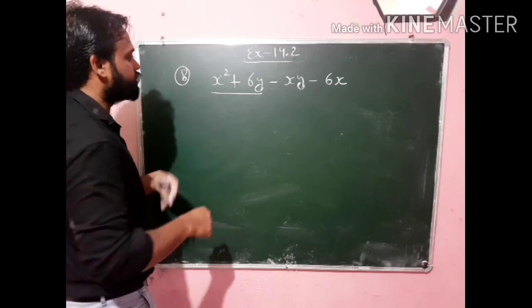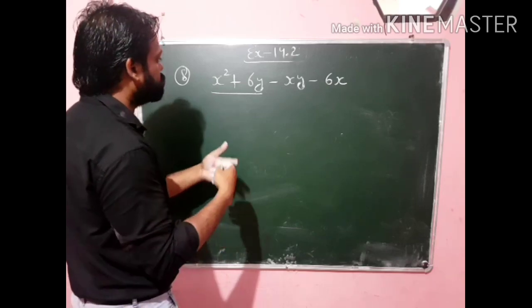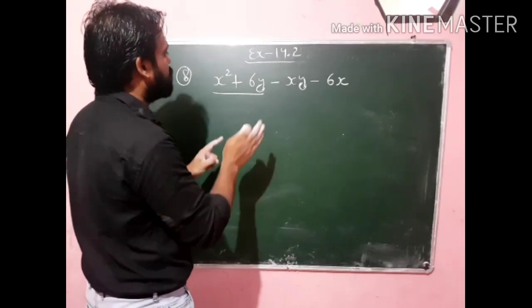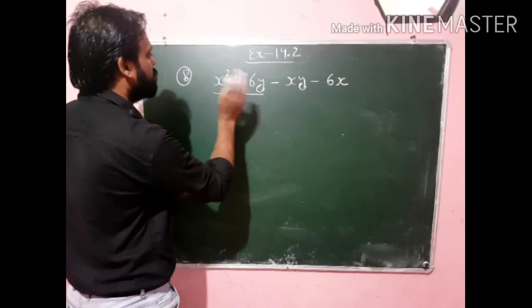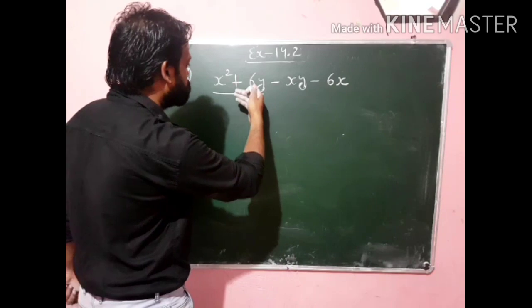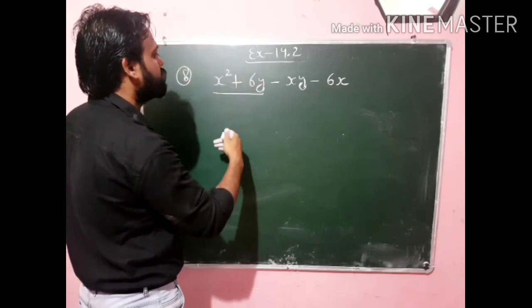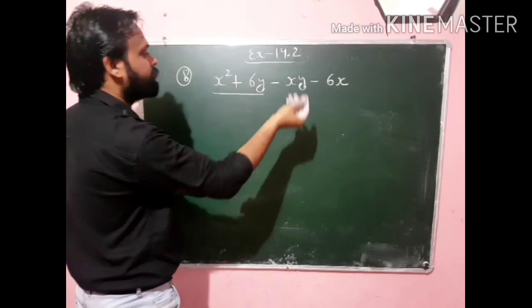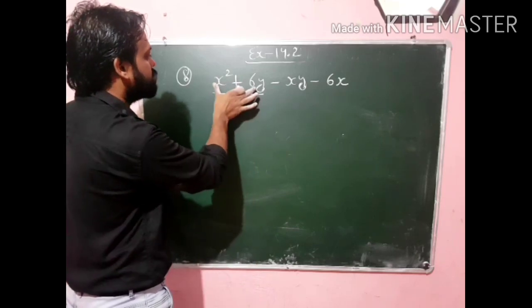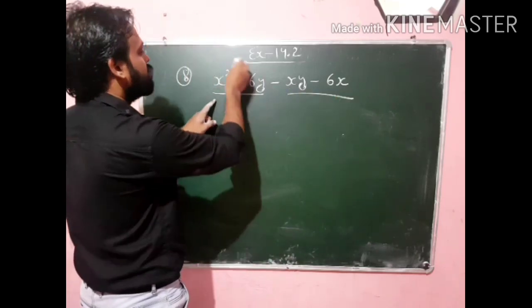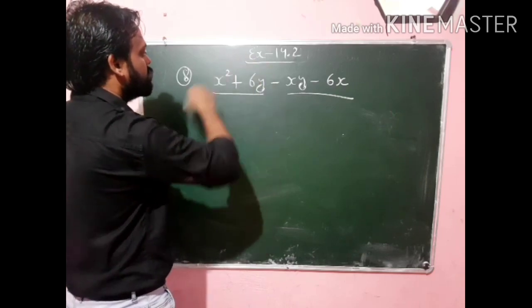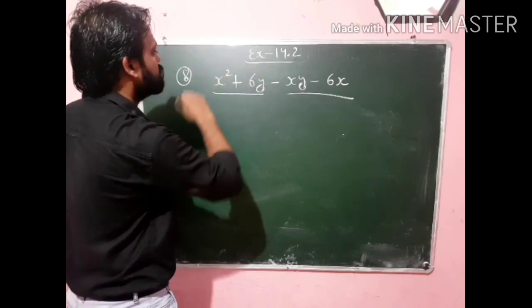Why? Because I told you that when we are making the groups, there must be some common factors in each group. So in this case, let's see what will happen if I solve by taking these two terms in the same group. So let me first of all solve by taking these two terms into the first group and these two terms into the second group, although I explained that we cannot take these two terms into the first group.